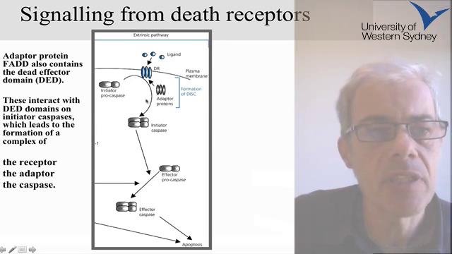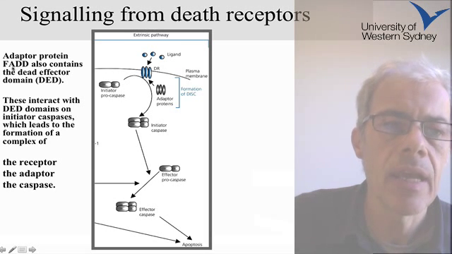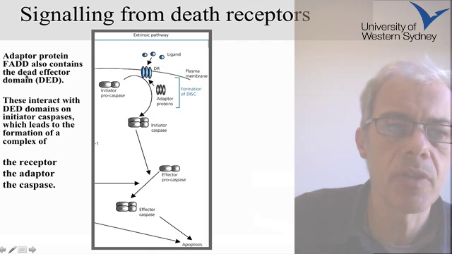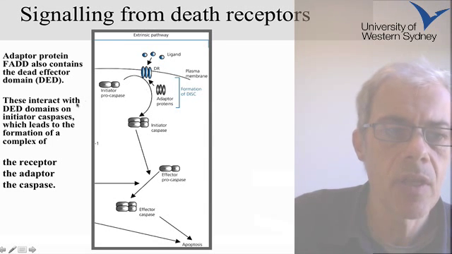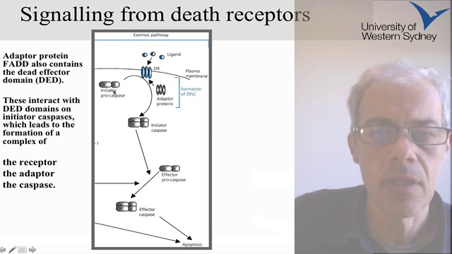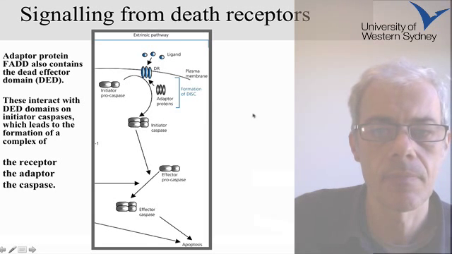The adapter proteins here, an example would be the FADD proteins, and these also contain other domains referred to as death effector domains. And it's these death effector domains on the adapter which can bind and bring together the caspases, leading to the initiator caspase activation.